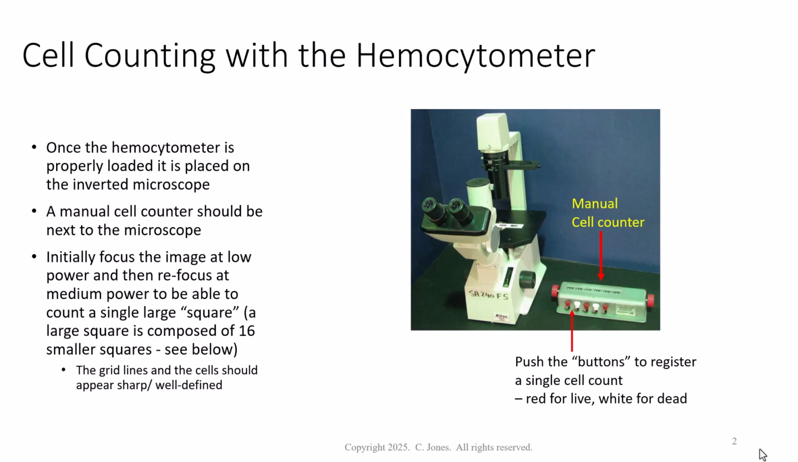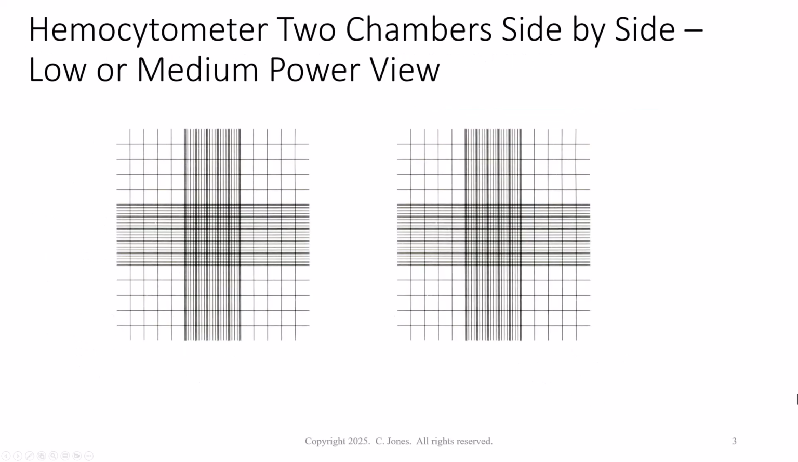And again, when we see live cells, we're going to push the red key. And when we see dead cells, we're going to push the white key. And those numbers will appear in the windows here. And if this unit is working correctly, the total number of cells will appear in the window over here. And once again, be sure that the counter is zeroed by turning these knobs. Be sure the counter is zeroed before you begin your cell counts.